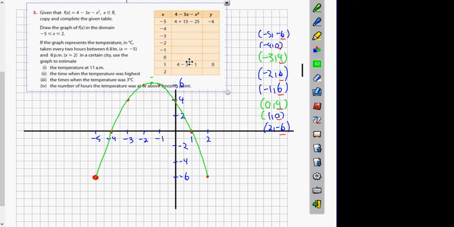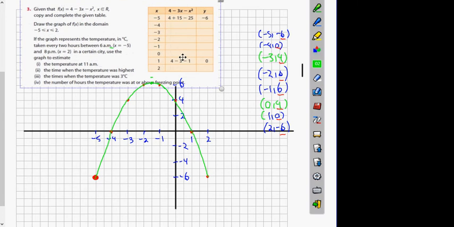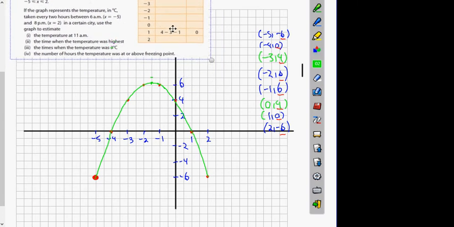The temperature at 11 a.m. So when does it start? 6 a.m. is x equals minus 5. So this here, it says it here. This is 6 a.m. So where's 11 a.m.? 7 a.m., 8 a.m., 9 a.m., 10 a.m., 11 a.m. What's the temperature at 11 a.m.? 4 degrees.